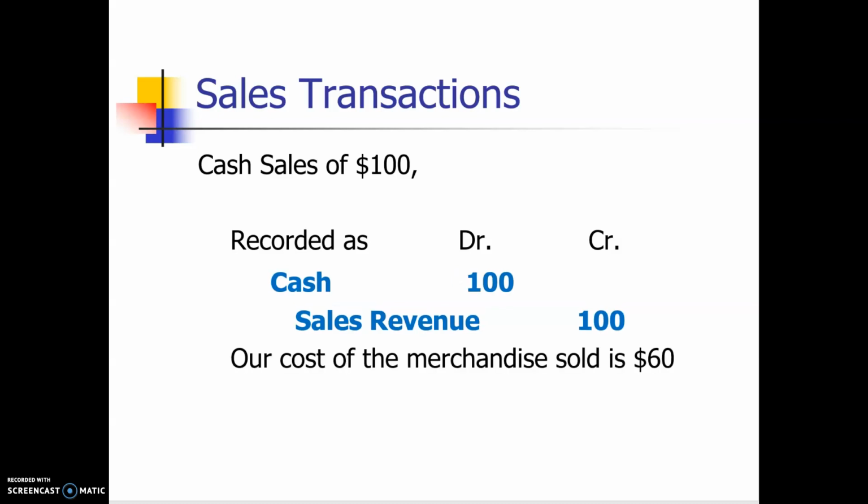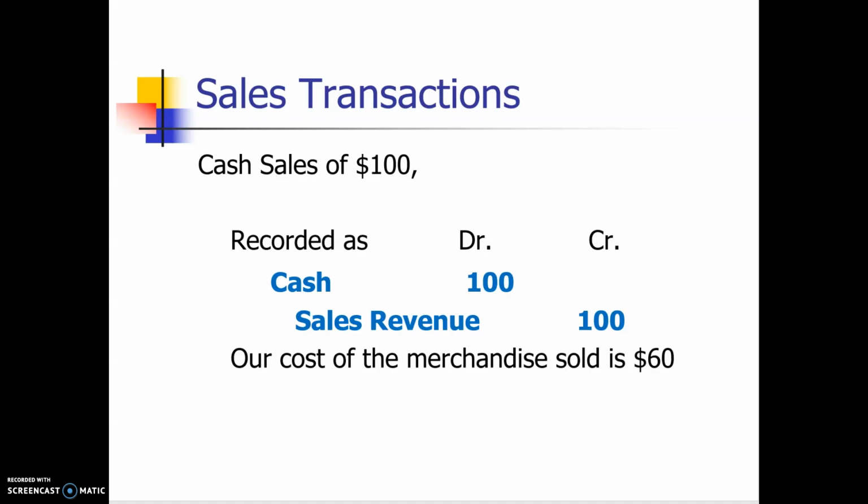All right. Next, we want to take a look at sales transactions. So let's say we made cash sales of $100. So debit cash for $100, credit sales revenue for $100. Well, we're under the perpetual method, so we constantly want to be updating merchandise inventory. So the cost of the merchandise we sold is $60. We bought the merchandise for $60. We sold it for $100.